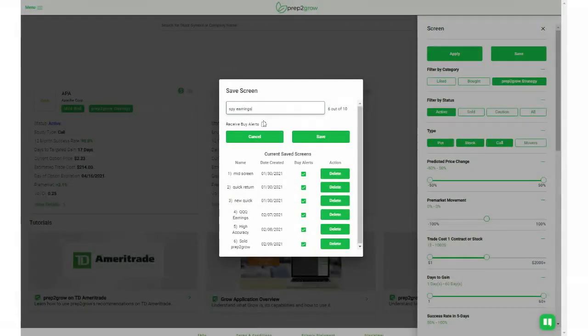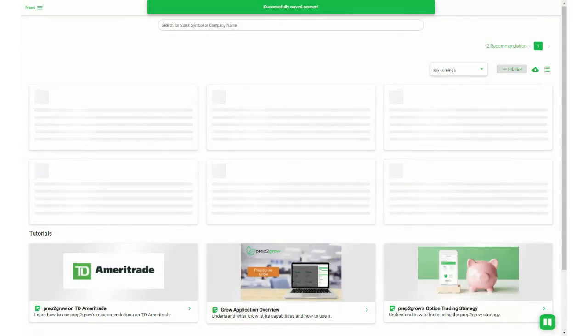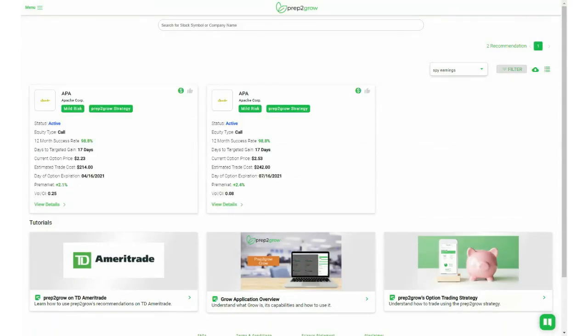And then I can receive buy alerts. Buy alerts would mean that every day at 4:30, you'll get an email with any new matching recommendations. You can see I have some others down here. I'll hit save, and then you're good to go. And then you just start to receive recommendations every morning at 4:30 that match your screen.